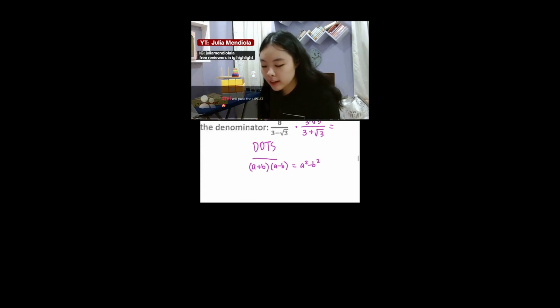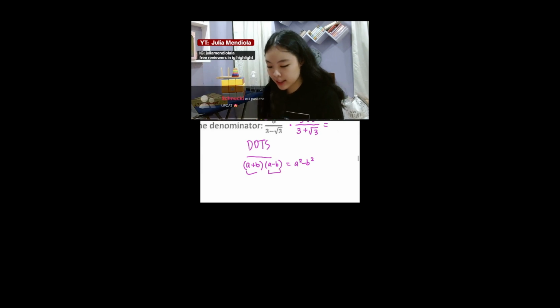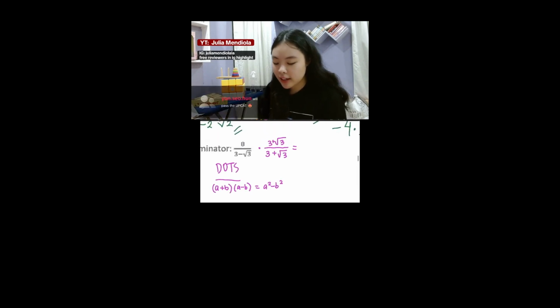So, pag a plus b times a minus b kasi, maka-cancel out lang, or basta magiging a squared minus b squared siya, okay? Magiging a squared minus b squared. So, ano mangyayari dito? As we can see, we multiplied it to a plus, which means dots siya, okay? Yes, it's dots. So, ang mangyayari dyan, guys, it will become 3 squared minus 3 square root of 3 squared. Okay? A squared, yung 3, b squared, ang negative 3 squared.